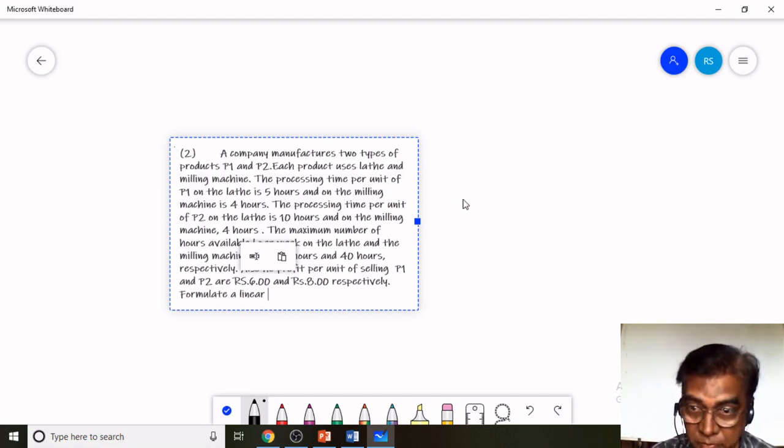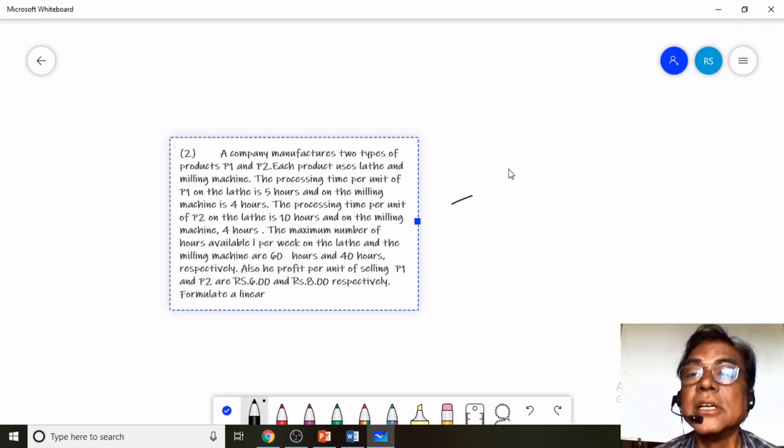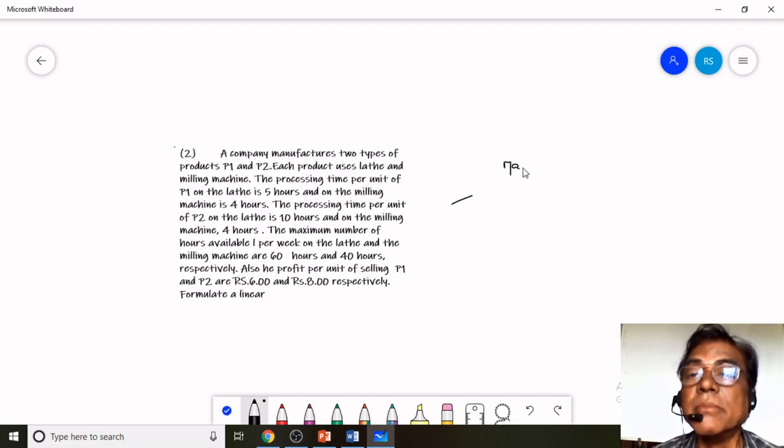Don't confuse this. Profit is always written below the lines. Capacity is the right side. Machines is the left side only. I mean to say that first there are the machines. You write like this only. Machines.